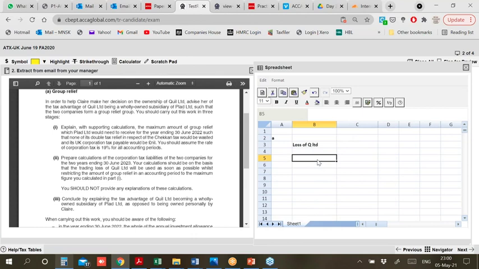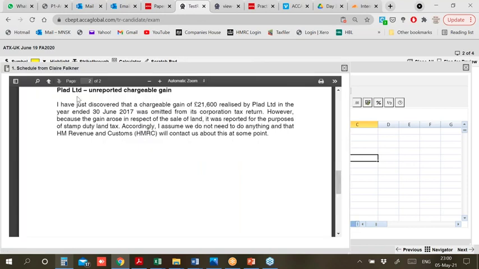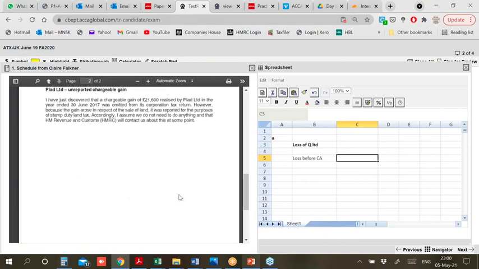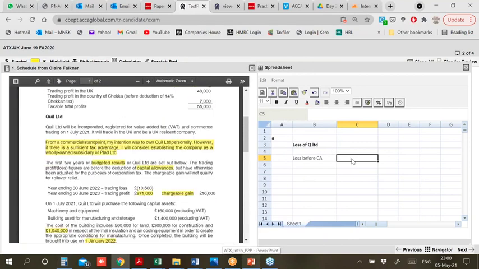So now I know that loss before CA, which stands for capital allowances, is given in the question. So let's close the requirement and open the scenario. It's 10,500. So 10,500 is the loss.